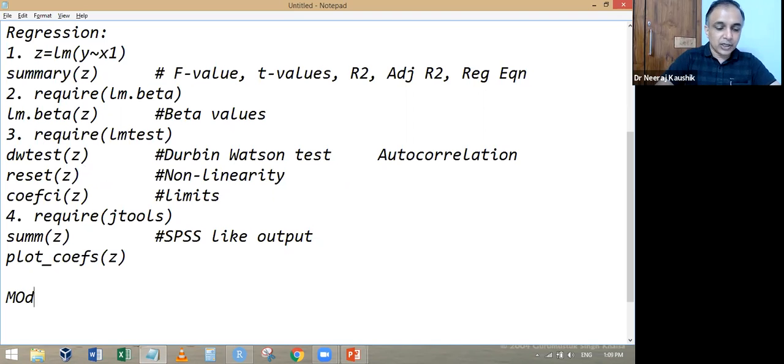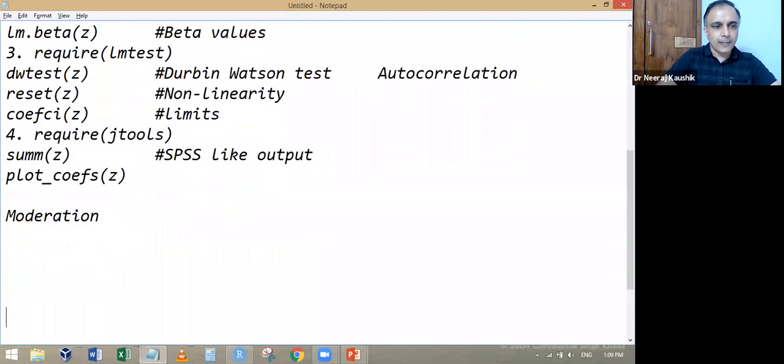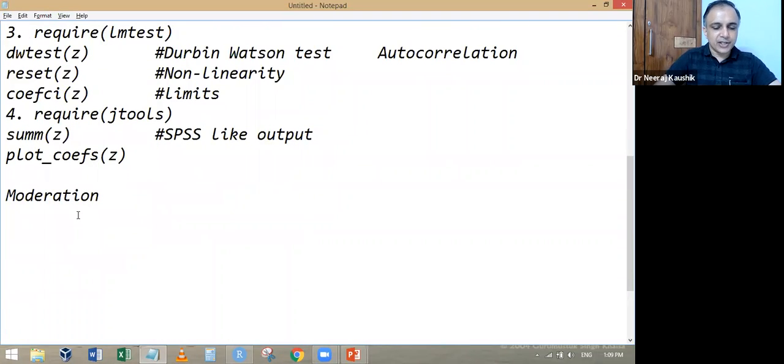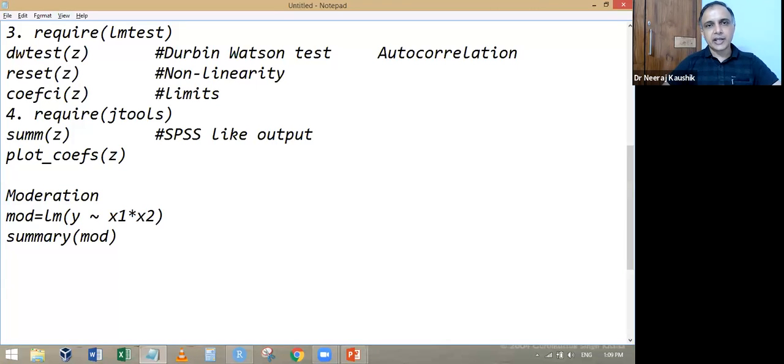An additional thing is moderation. For moderation, we will simply do lm y depends on x1 into x2. This becomes a moderation. Obviously, you will find the summary of that. Let me call it M equal to this, or mod equal to this, and then you will do summary of mod. Right? Anything else?